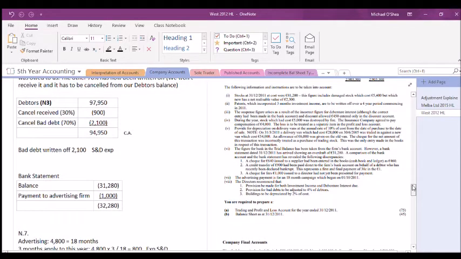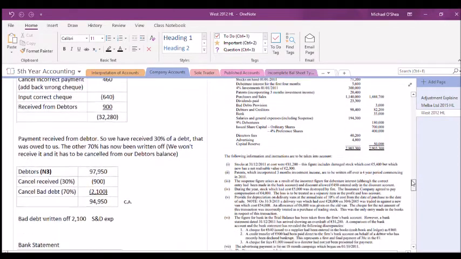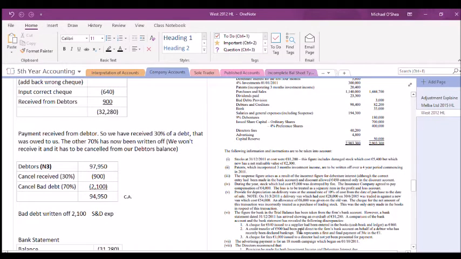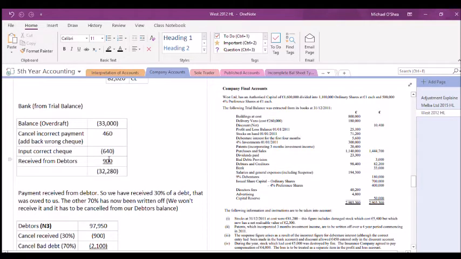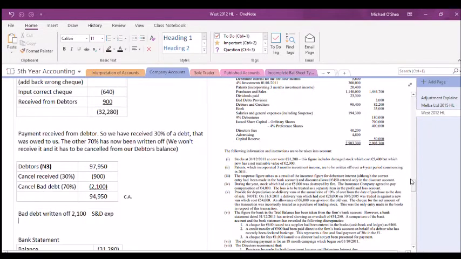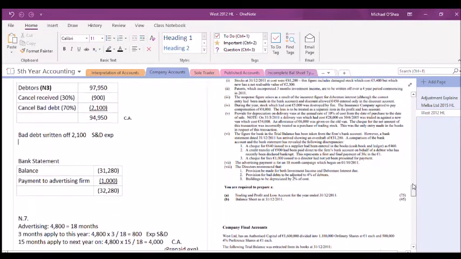Bank is what I have to change here again. So what happened is I received €900. If you receive €900, it's positive. So I'm going to add that to an already negative balance, and I'm arriving at my final balance of an overdraft of minus 32,280. So minus 32,280. I need to balance this here.